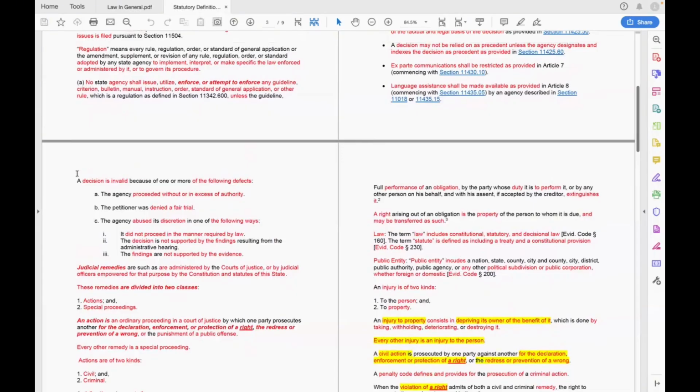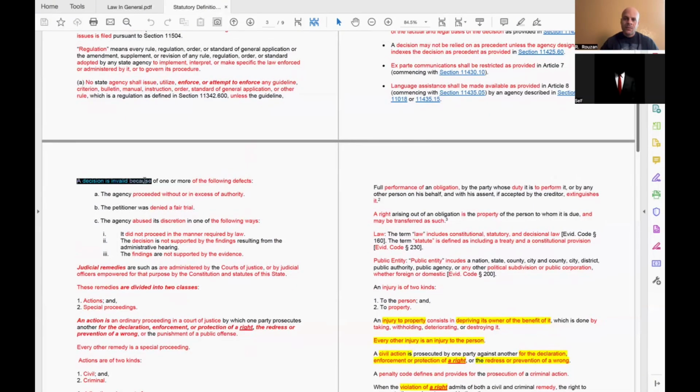For example, right here, where it says a decision is invalid, this is from an administrative writ authority, which is section 1094.5 of the Code of Civil Procedure, in which it gives grounds for bringing the writ. You see what I'm saying? So if the agency makes a decision, this says you can have it reviewed. Exactly. So the decision is invalid because of one or more of the following defects. Here are the defects: A, B, and C.